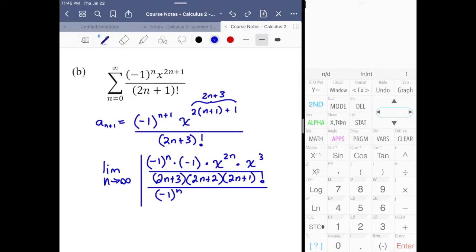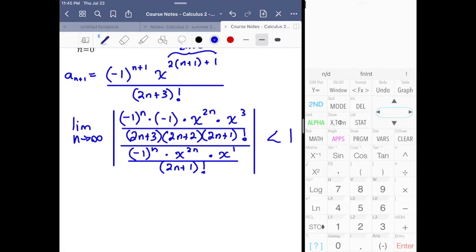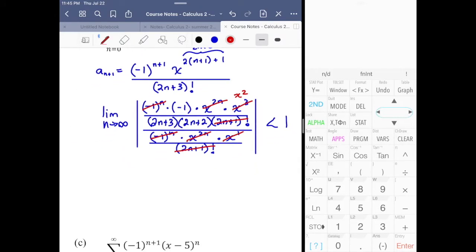Then we're looking at -1 to the n, so now I'm working off of this, times x to the 2n times x to the first over 2n plus 1 factorial. Close it up. Now this whole thing should have a value less than 1. So I have across the top, cancel, cancel, cancel, cancel, partial cancel. Then just one final cancel.